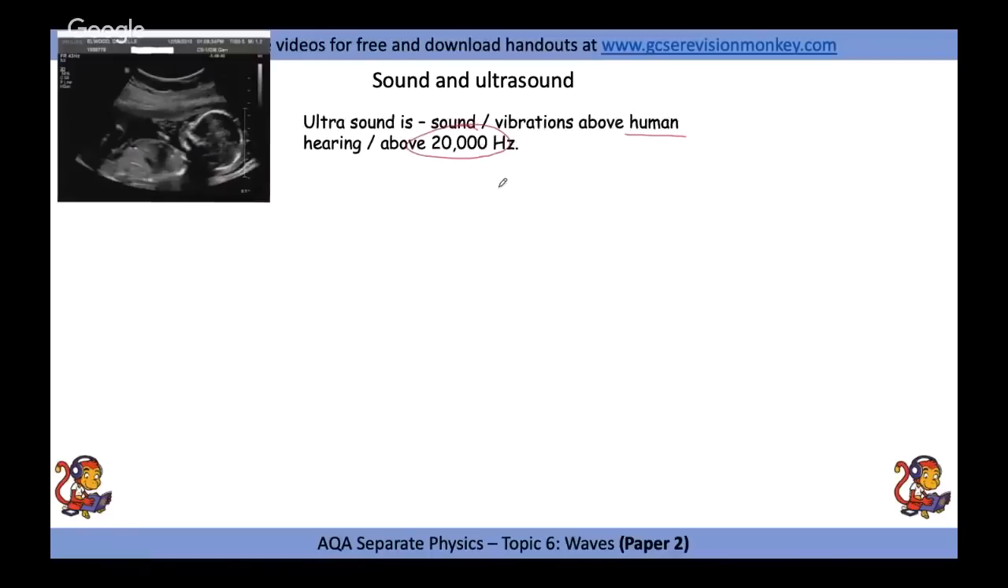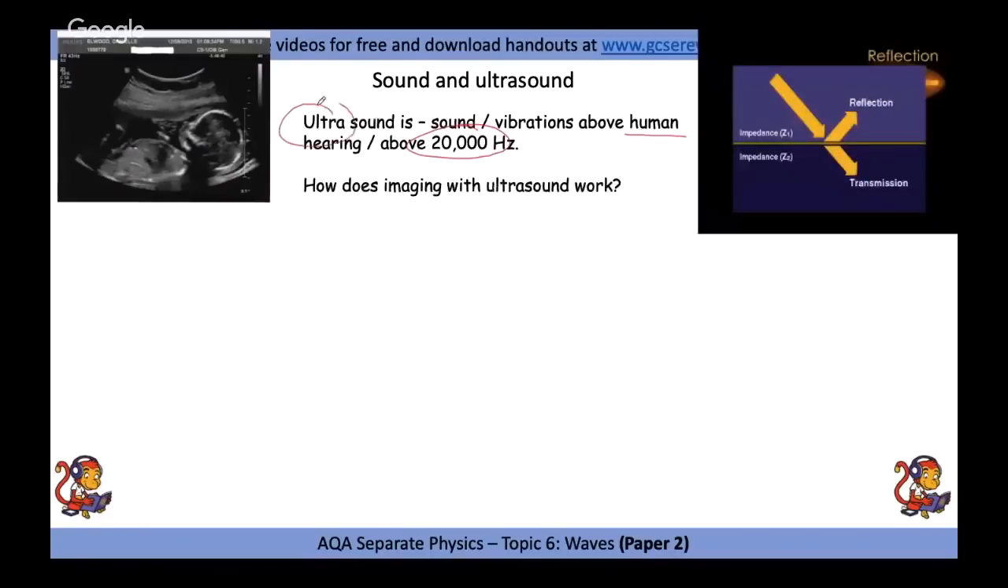Okay, sound and ultrasound. So ultrasound is any sound or vibration above human hearing, or above 20,000 hertz. You can answer either one of those, and it will get you the mark for what is it. Ultra kind of gives you the clue there, meaning like above. How does imaging with ultrasound work?